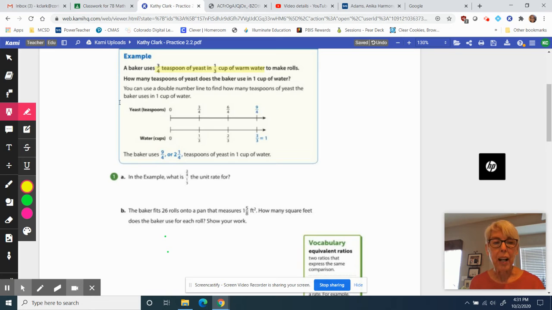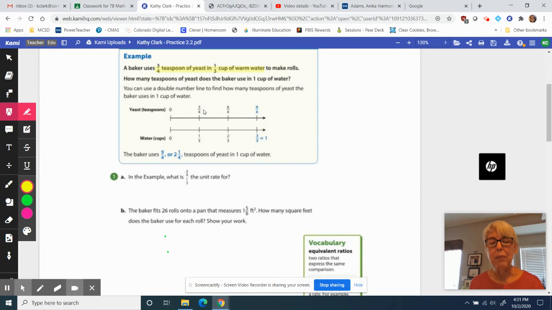And what they've done for us is use a double number line. So the top number is the yeast, and they are dividing this off in units of 3/4. So here's 3/4 right here to 1/3. This is our given right here. And then they're adding 3/4 or multiplying by 2.